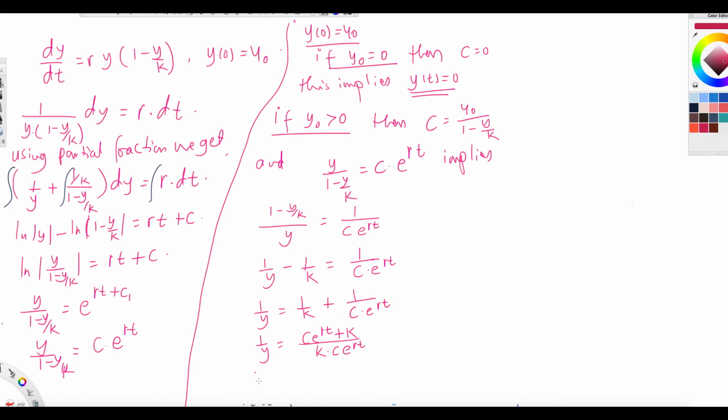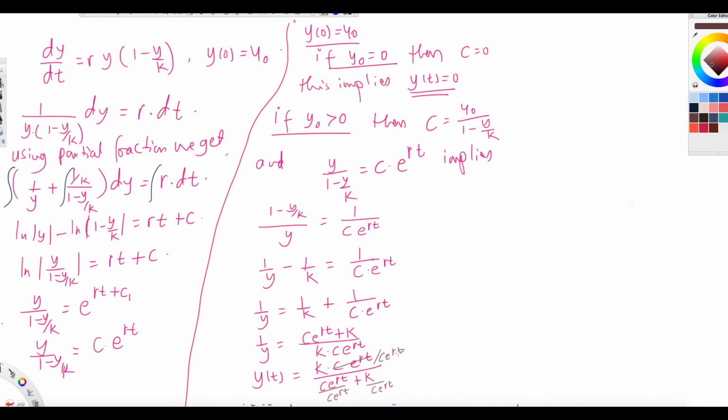Now let's take the reciprocal. Therefore y of t equals k times c times e to the rt, divided by c e to the rt plus k. That's what you get. Okay guys, so what I'm going to do next is divide the top and the bottom by c e to the rt. If I do that, what will happen? You see that? So if you do this, what do you get?